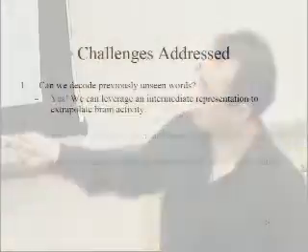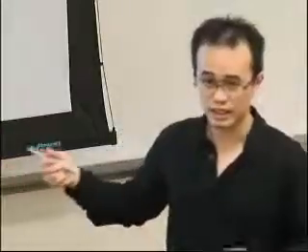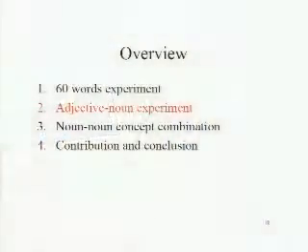The reason we can do all this is because of the semantic representation that we have. So the challenge that we address here: can we decode previously unseen words? The answer is yes. We can leverage an intermediate semantic representation to help us extrapolate the brain activity for words that are not in the training sets. Okay, the second experiment that I'm going to talk about is the adjective-noun experiment.